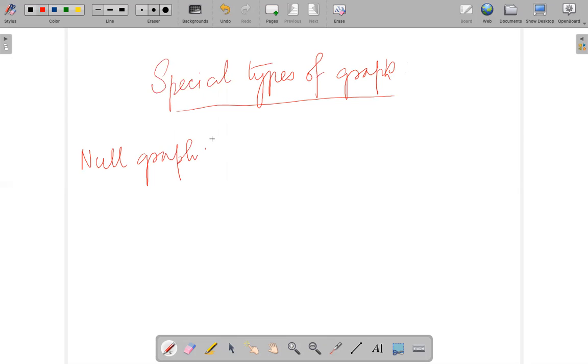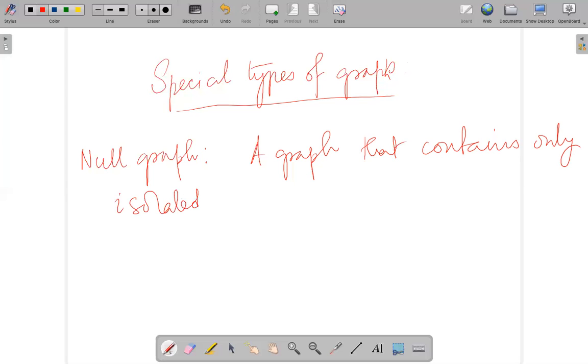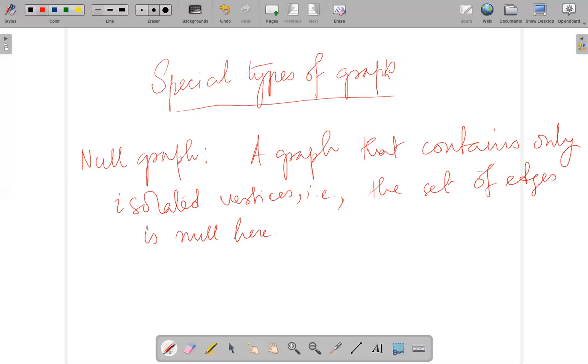So, as the name suggests, a null graph is a graph that contains only isolated vertices. That is, the set of edges is null here. Okay, so an example could be a graph like this.